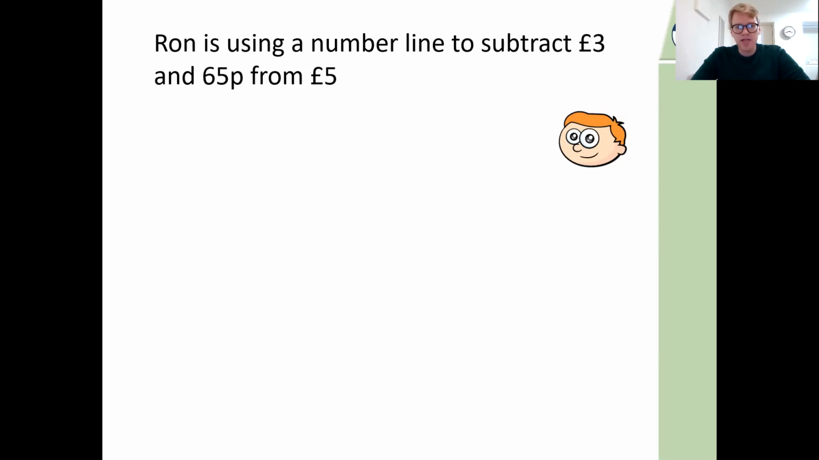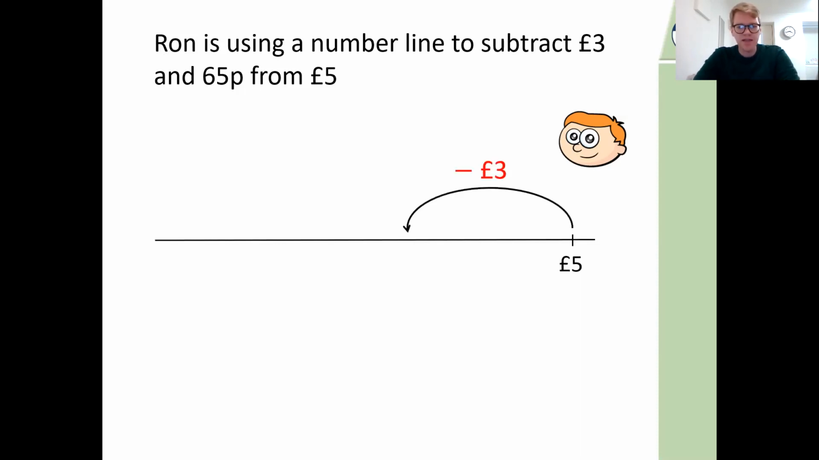So Ron is going to be using a number line to subtract £3.65 from £5. Let's see what he does. So he draws himself a little number line here with £5 at the end, and he's going to go back £3 because he's wanting to subtract £3.65. So if he goes back £3 from starting at £5, what's he going to land on here? That's right, it's £2.